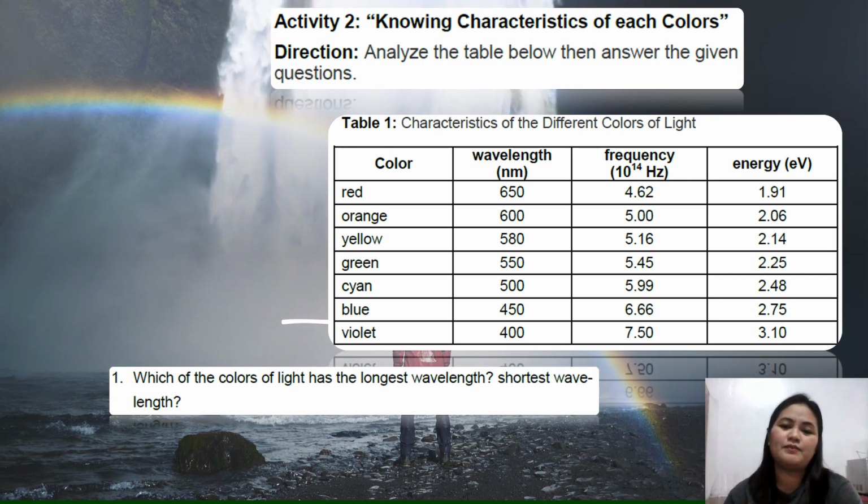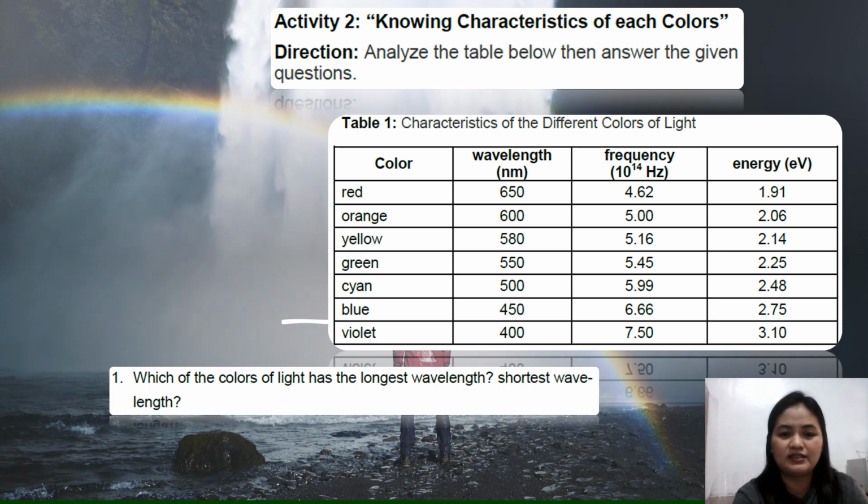What is in the table? What are the informations? First column, the color from red down to violet. Second column, we have your wavelength, yung sukat ng haba in nanometer or nm. Frequency, gaano karami ang nakakadaan na wave sa isang point. And then the energy level.